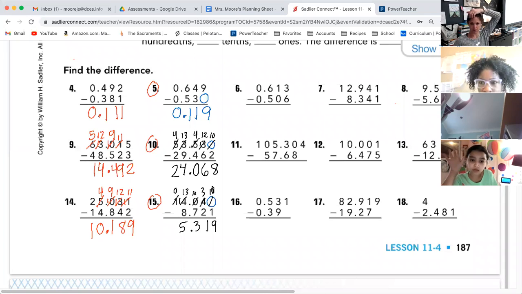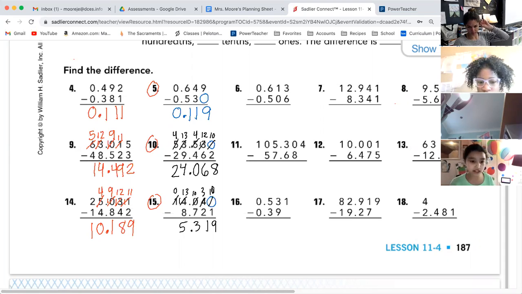How did we do with these? Number 5, piece of cake. Number 10 was very complex with all of the regrouping in 2 different spots, 2 different zones. Same with 15. Yes, Isabella, question?